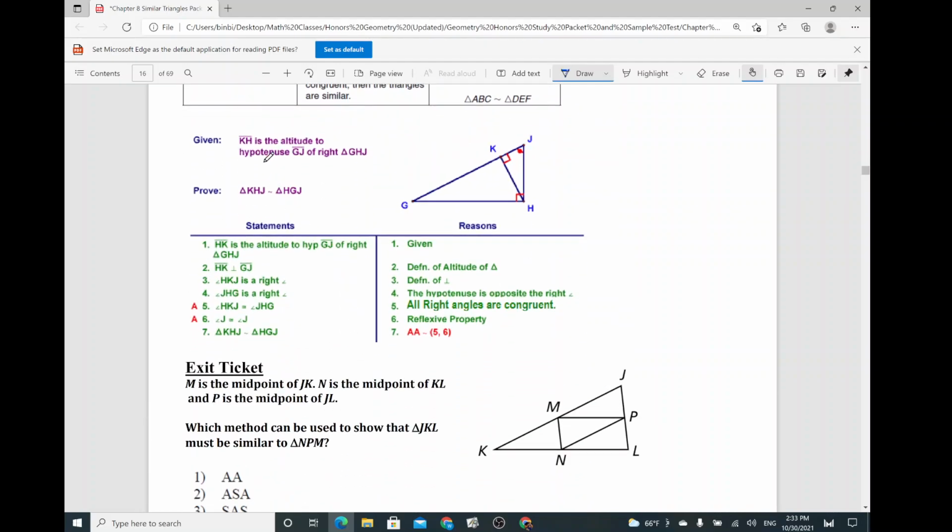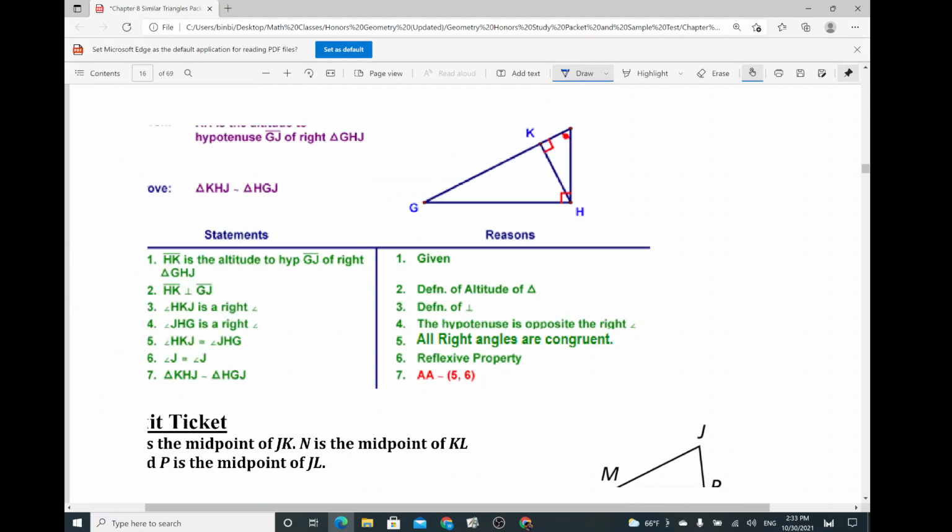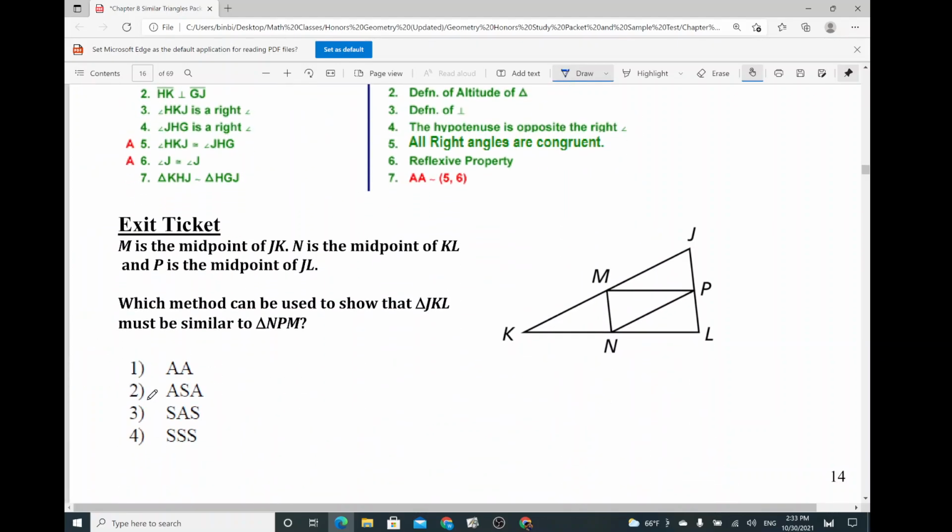Okay, so here's one of the particular problems, similar to what we did, proving that triangle KHJ is similar to triangle HGJ. Okay, so it's quite similar to the problem that we did earlier. Exit ticket: M is the midpoint of JK, and N is the midpoint of KL, and P is the midpoint of JL. So this one is the mid-segments of a triangle. So which method can be used to show that triangle JKL must be similar to triangle NMP?